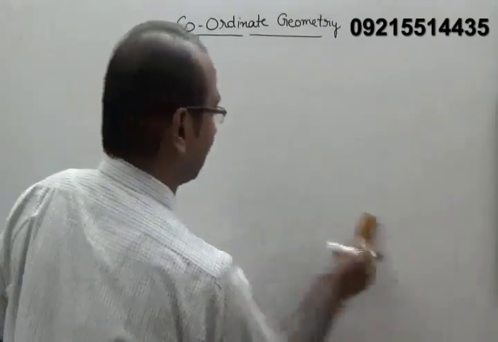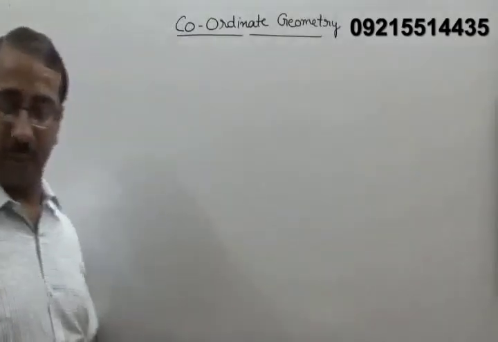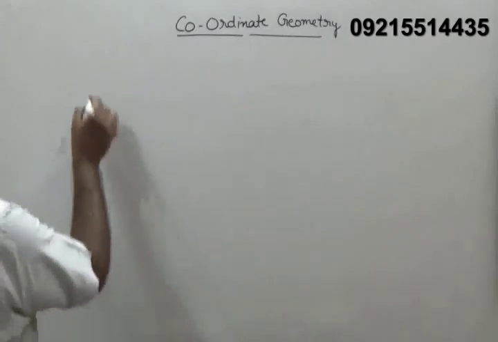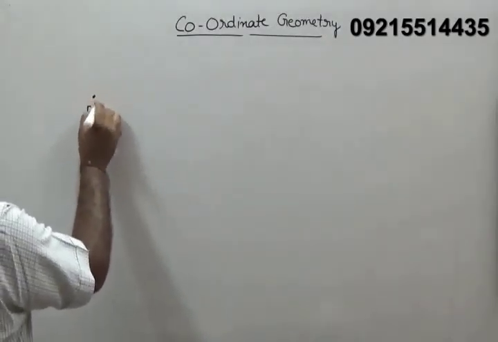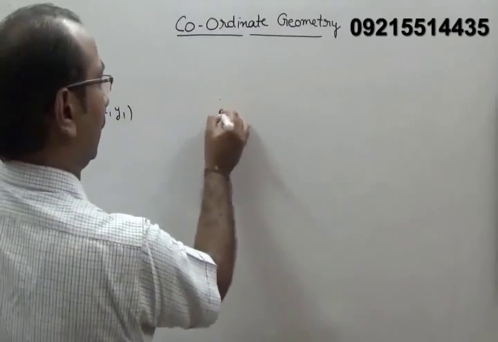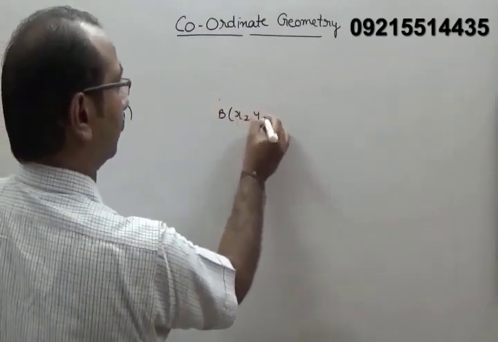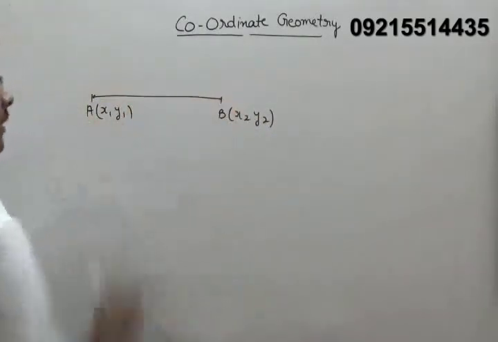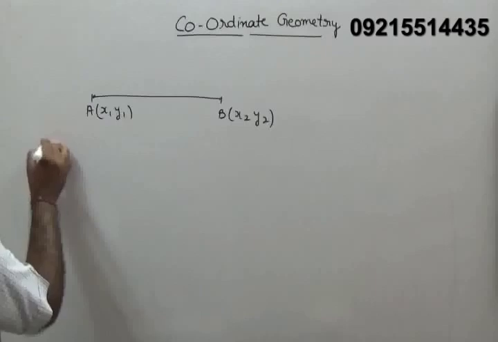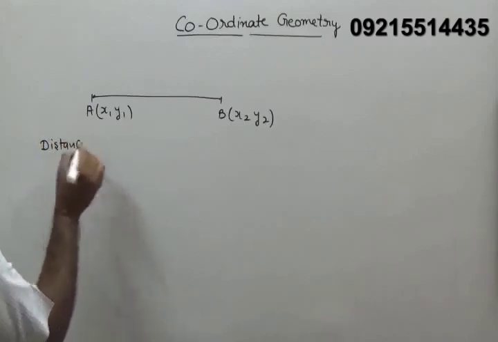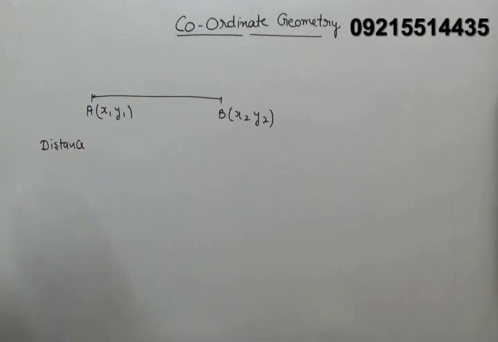Yeah, I can say that we can start with the first type of point here. Suppose in coordinate axis 2 points are given. One point is A, coordinates are x1, y1, and the second point is B, its coordinates are x2, y2. We can meet these 2 points. The first topic that we can start is how to find the distance between 2 particular points where both points are given in x-axis and y-axis.